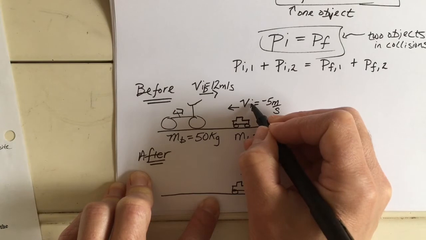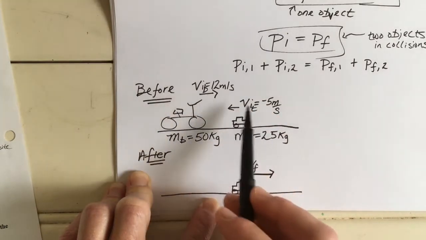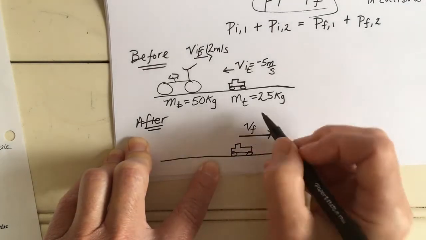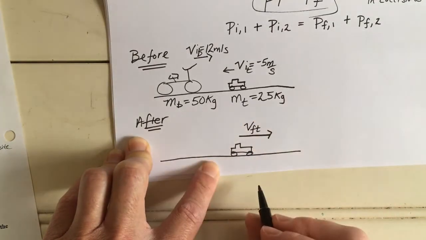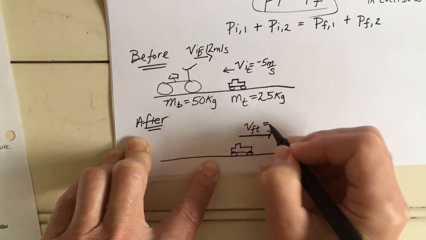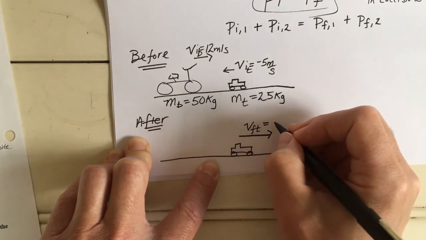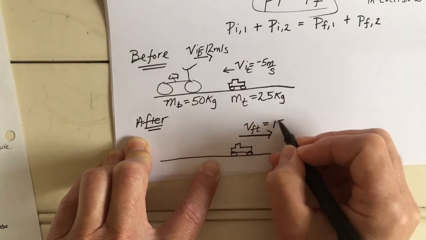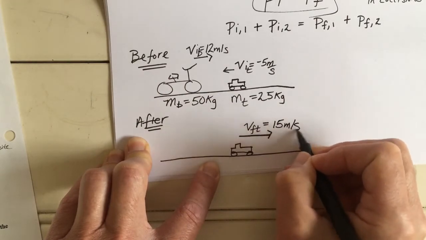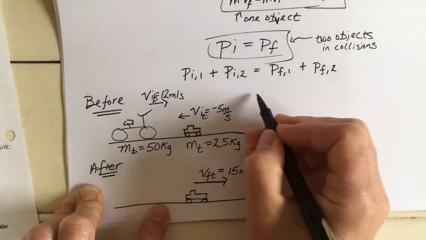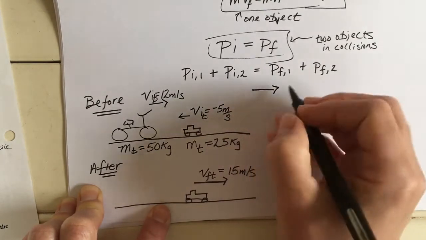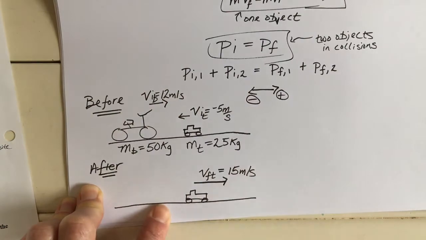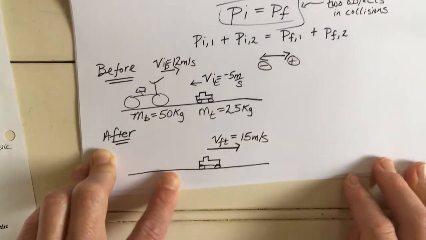Just so I keep these two clear on what they are. And then this will be VFT, right? The final velocity of the truck is equal to positive 15 because it's going to be to the right. So I made a decision here with this problem that I was going to call right positive and left negative. All right, that was something I decided from the get-go.